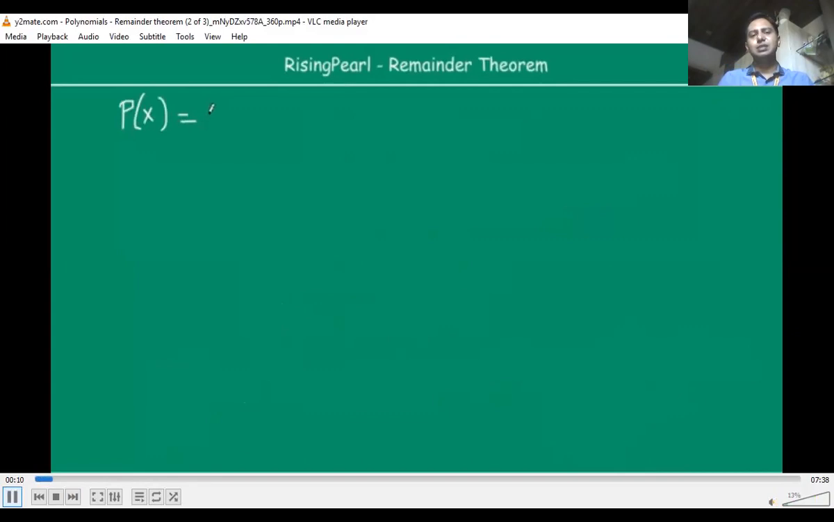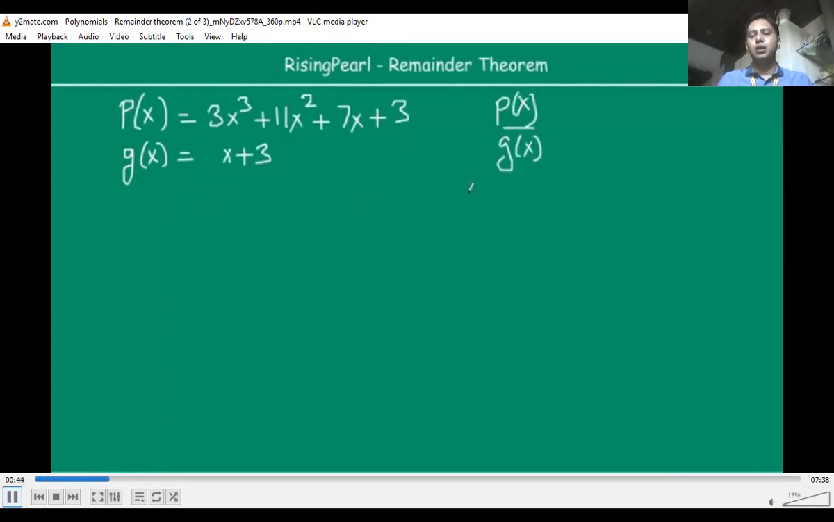So let's say p(x) is a polynomial of degree 3, that is 3x cube plus 11x square plus 7x plus 3. This is a polynomial of degree 3, that is a cubic polynomial. And g(x) is the polynomial by which we are dividing p(x), that is x plus 3. So we are dividing 3x cube plus 11x square plus 7x plus 3 by a linear polynomial x plus 3, that is p(x) by g(x). Now we need to find the remainder and quotient.